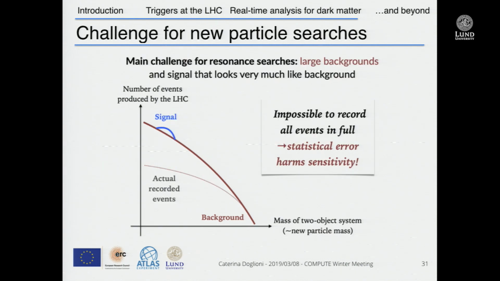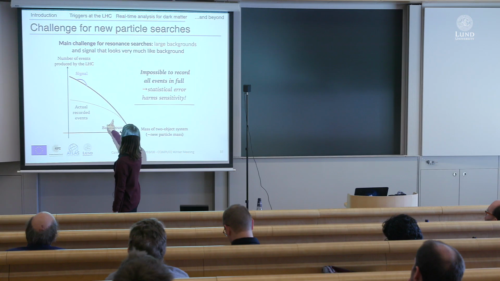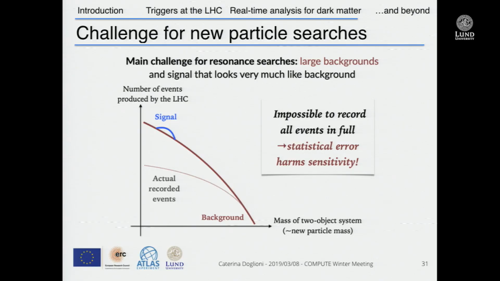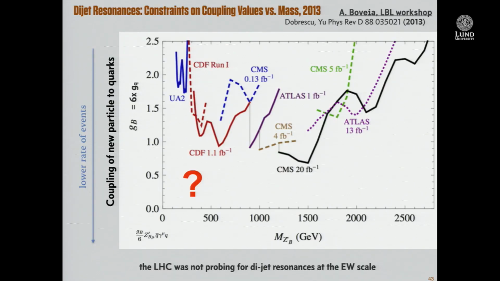The problem is that because of these large backgrounds, we're actually discarding most of the data. So we're discarding both the signal and the background. This is what we would like to have, and this is the actual recorded events that we are allowed to have, because we don't have all the possible bandwidth we want at the LHC. If you're doing a statistical analysis, it makes a huge difference if you have 100 events with weight 1 or one event with weight 100. And we're in the second case so far. And this means that there's a part of the parameter space for this kind of models.